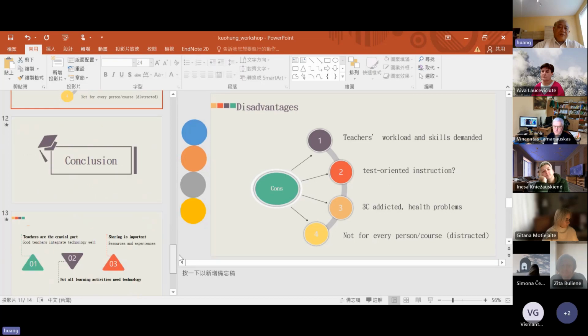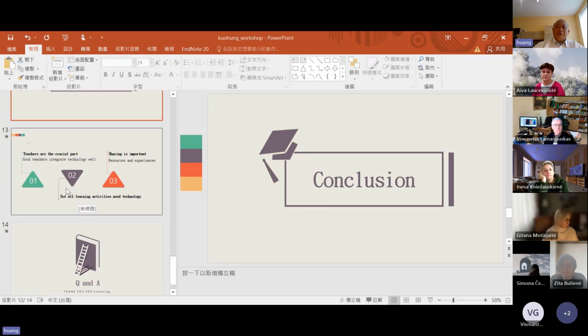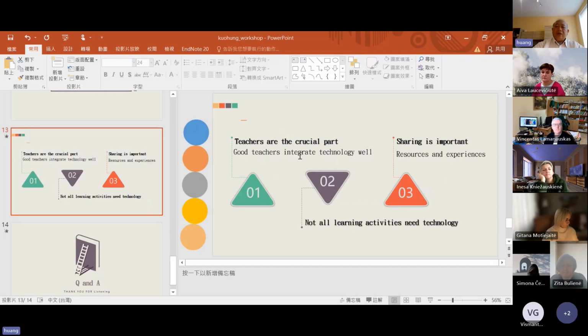So then we come to the conclusion. That's some of my personal opinions. First, teachers are the crucial part. If a teacher is well prepared, they can design good activities and integrate technology well. But there are still some teachers who are not good at technology. If you force them to use the tablet before they are ready, their classroom will become a disaster.